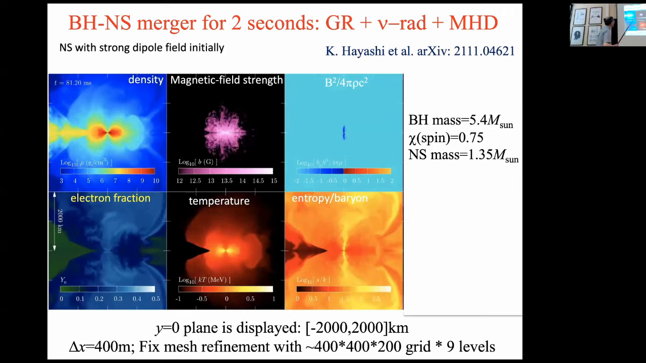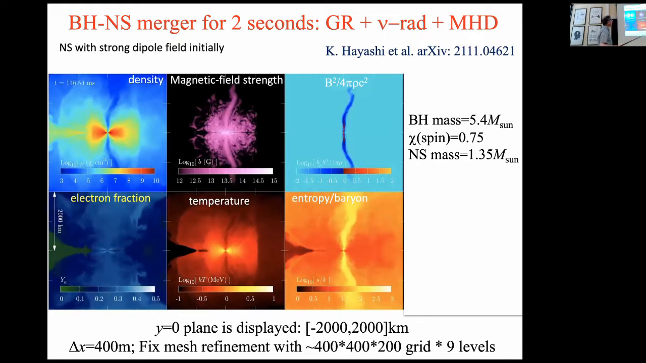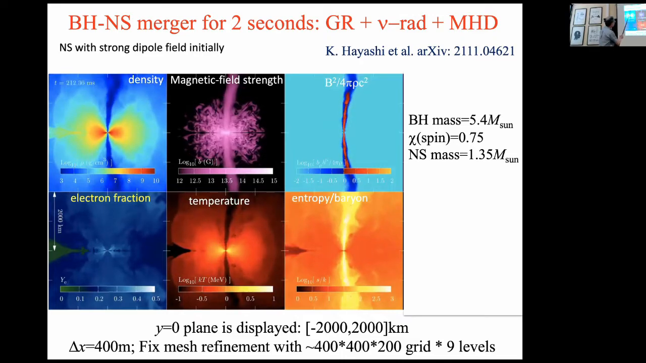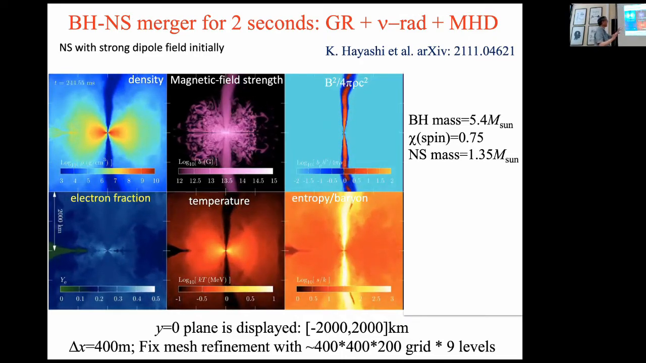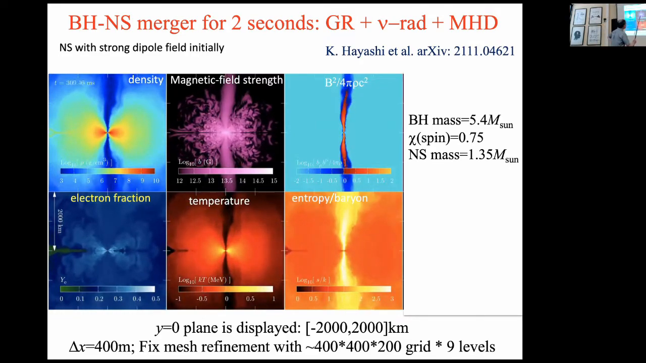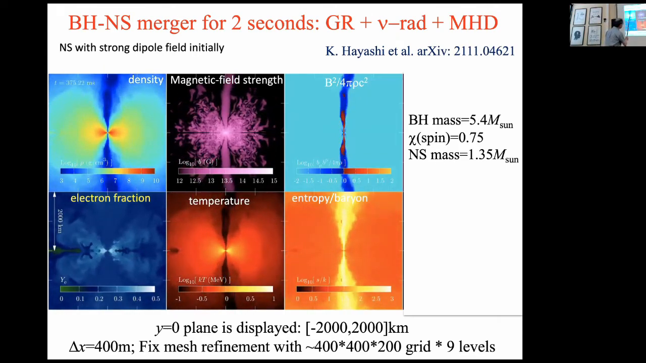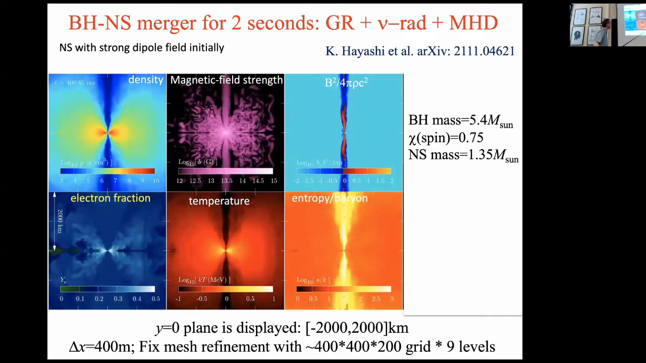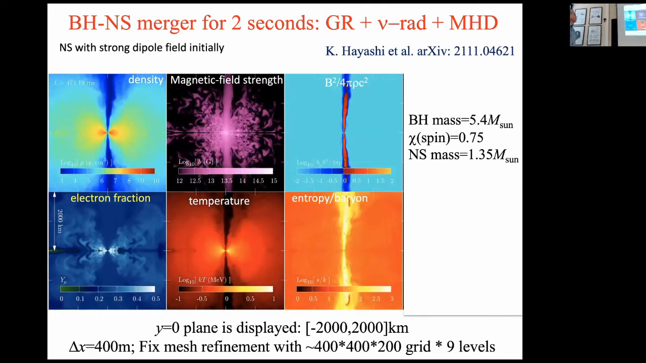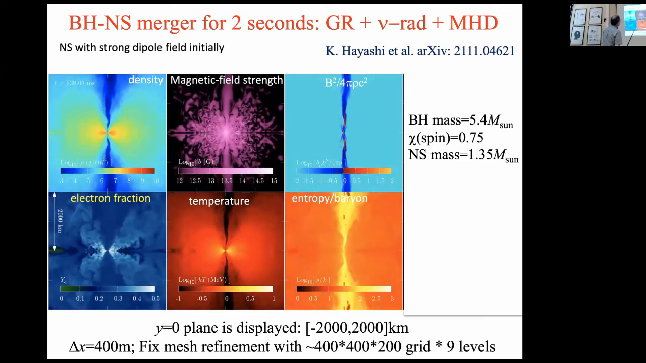And subsequently, a disk is formed, and the disk is highly magnetized. And then, due to the turbulence and effective viscosity, the disk gradually expands. And also, due to the magnetic field enhancement, we can see the Poynting flux generation along the axis of the black hole. So this could be a good sign for modeling the short gamma ray burst.